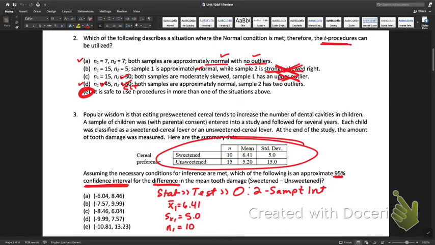Next thing it's asking you for is x bar 2. So x bar 2 is going to be the mean for the unsweetened, so that's 5.2. The standard deviation for the unsweetened is 15. The sample size is also 15. It's going to ask you for your C level. So the confidence level that it told us here was 95. So we're going to put in 0.95. And then for pooled, again, we're always going to say no to pooled. Then you're going to hit calculate, and your calculator is going to take a second, and it's going to find the confidence interval for you, and you're going to see that the answer is B. All right, so that one's just plugging it in the calculator and getting the answer.